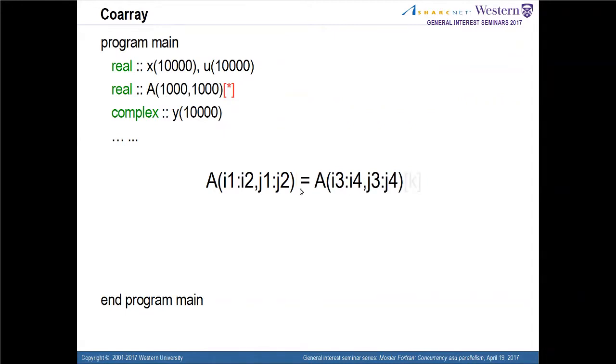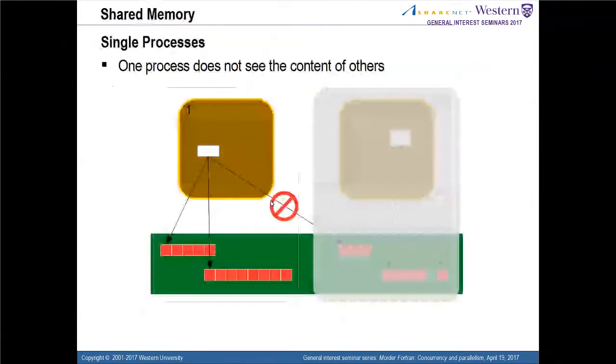Now, without square brackets, that means that the assignment here is done locally. So I'm just simply taking a block of an array in A here and putting it in a different location. This is a local assignment.